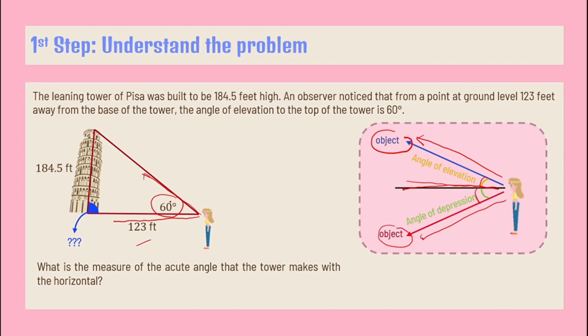And then, the question is, what is the measure of the acute angle that the tower makes with the horizontal? The tower makes with the horizontal. It means this angle.